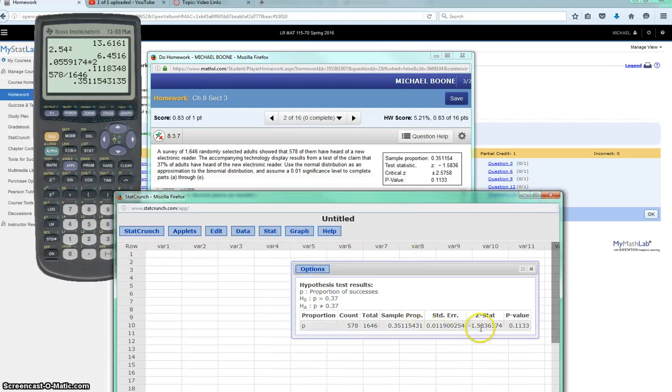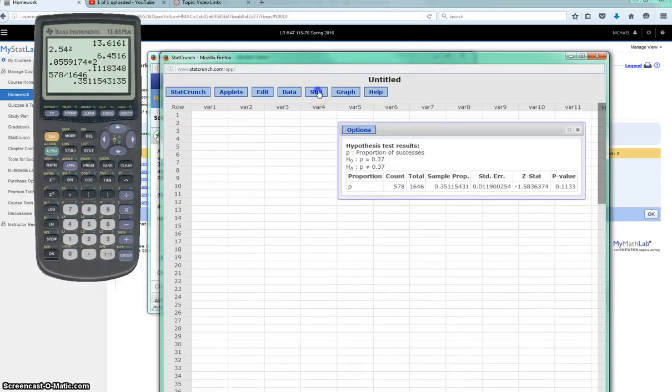We have the test statistic. We have the p-value. It tells us what our sample proportion is. Again, that's just dividing those two. It doesn't give us our critical values, so let me show you how to get the critical values.